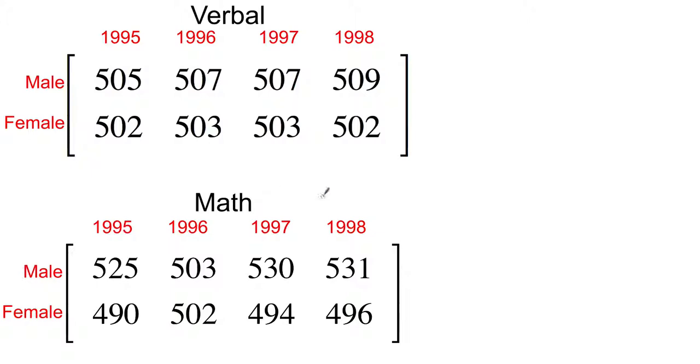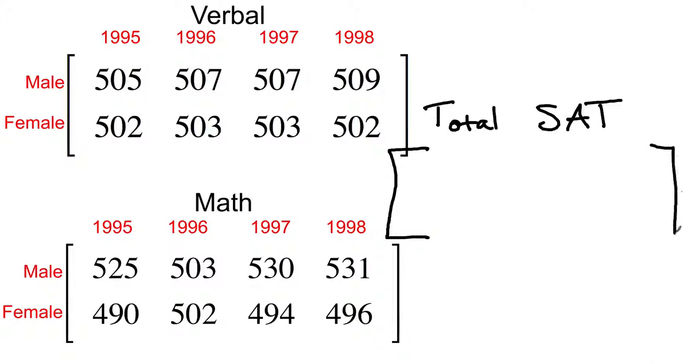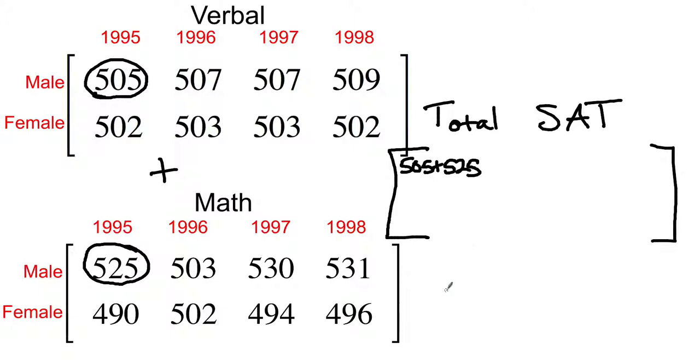And what we want to do is create another matrix that has their total SAT score. Total SAT. Alright, so what we're going to do is add these two matrices together. And the way that you add matrices is you add each individual element. So this is the element 1, 1. It's in row 1, column 1. And we're going to add it to element 1, 1 of the other matrix. So 505 plus 525. That will be our first element.